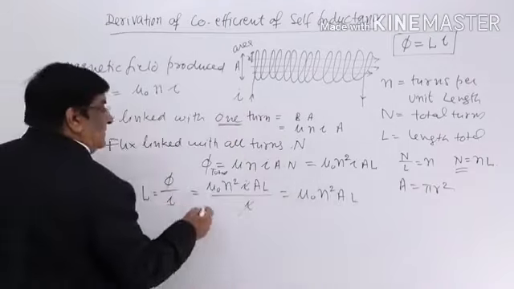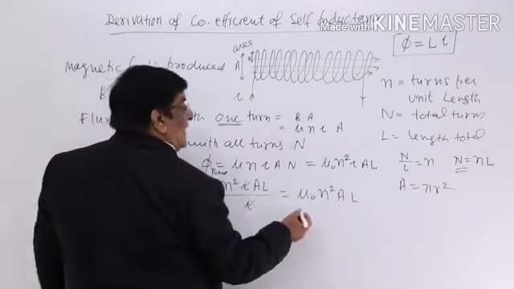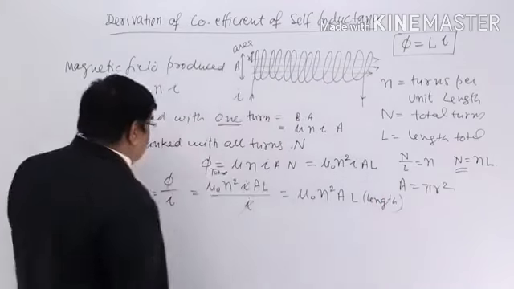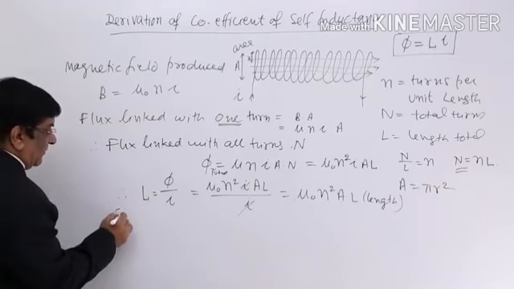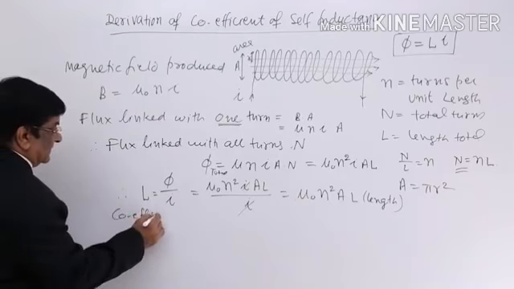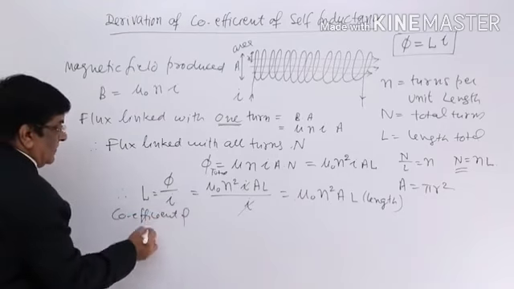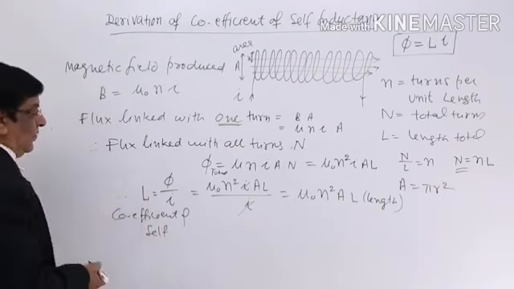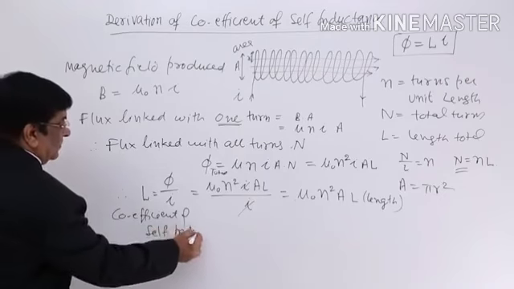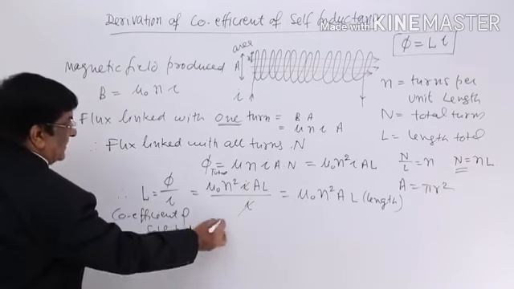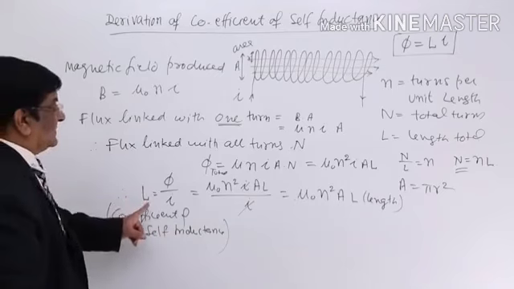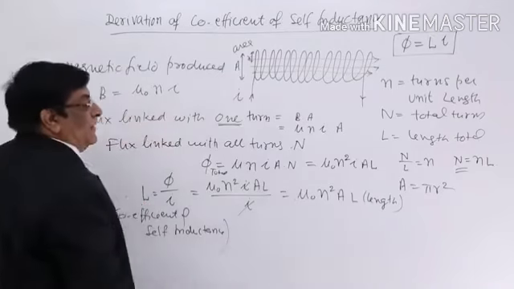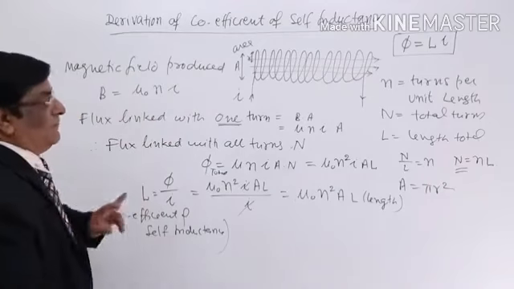What is this L? This L is length. And what is this L? This is coefficient of self-inductance. We could not find any other symbol for this. So we have to do with this, and we must remember that this is coefficient of self-inductance and this is length. This is one we found.